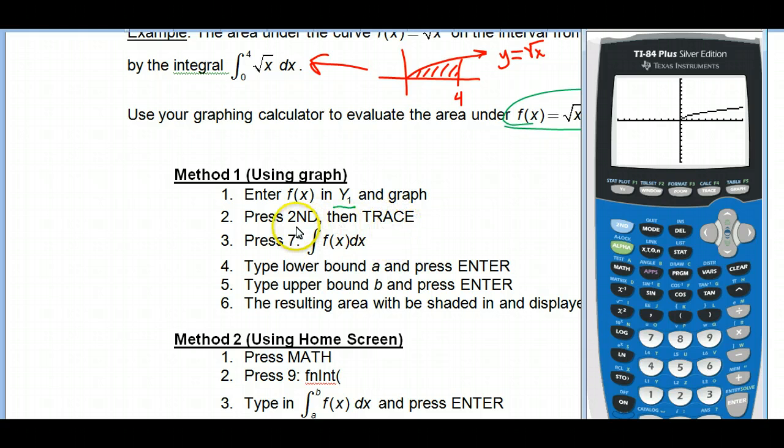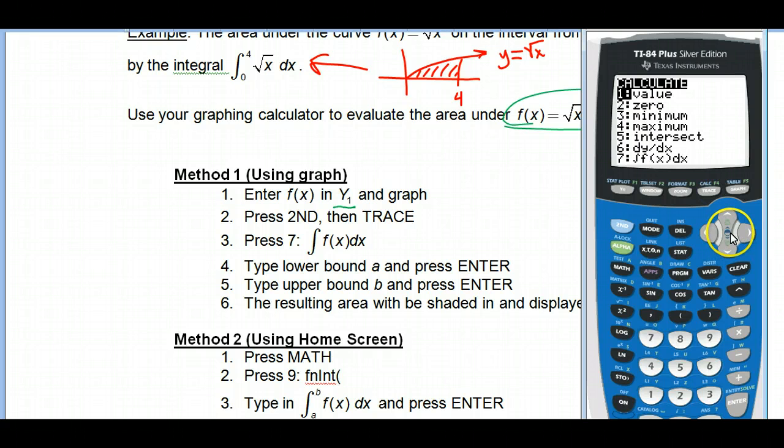All right, we are going to press the second and then the trace button. And yours might be a little different over there, I'm not sure. Second, Trace. Number 7. Do you see how it has the integral of f of x? So you can either press 7 or just go down until it's highlighted.